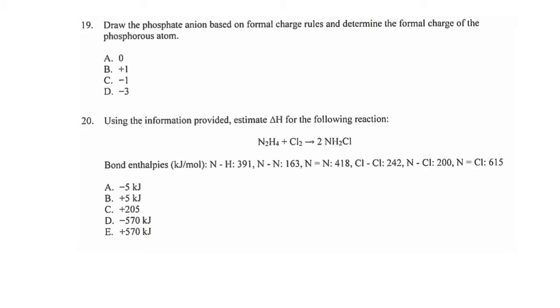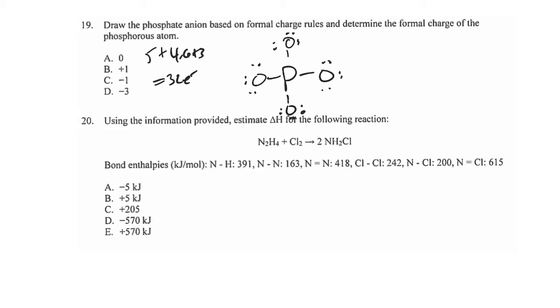Draw the phosphate ion based on formal charge rules and determine the formal charge on the phosphorus atom. So we've had this issue with molecules like sulfate and phosphate. How do we sketch these molecules? We go PO4, single bond, the oxygens, like we've done a bunch of times before, complete their octets, count electrons. We have 5 plus 4 times 6 plus 3, 32 electrons. That's how many I've distributed in my Lewis structure.